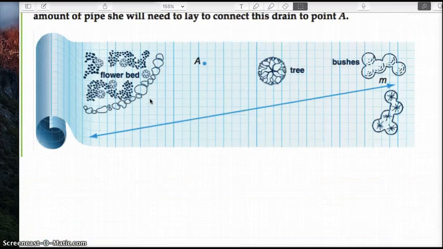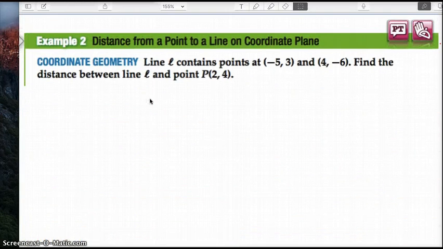Let me see if I can find it. All right, so here is example 2. We're going to look at the distance from a point to a line on a coordinate plane. These examples are a bit extensive, so I want you to follow along carefully. You might want to take notes, not so much that you can show them to me, but that you can have them to handle the rest of the problems.